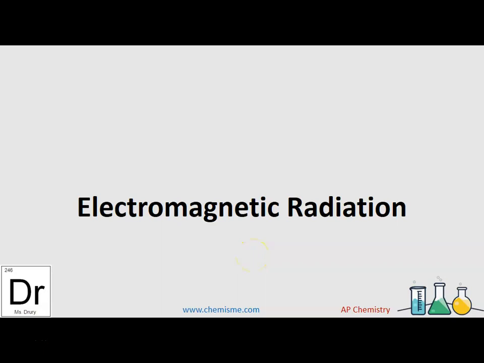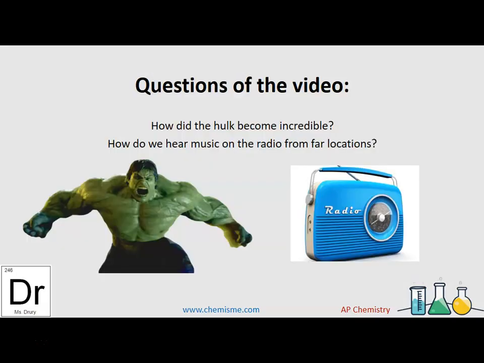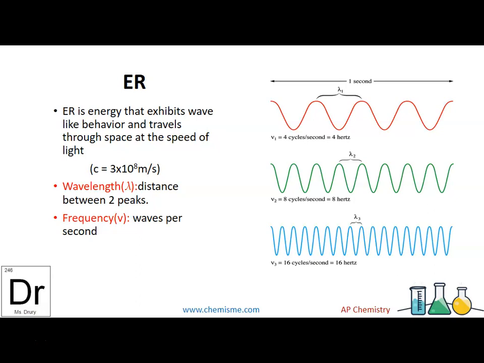This video is about electromagnetic radiation. You should already be able to describe the light spectra and how it can be formed by excited electrons. In this video, you're going to be able to calculate the wavelength, frequency, and energy of waves. The questions of the video, for fun, was how did the Hulk become incredible? But realistically, how do we hear music on the radio from such far locations, and how are those waves different?